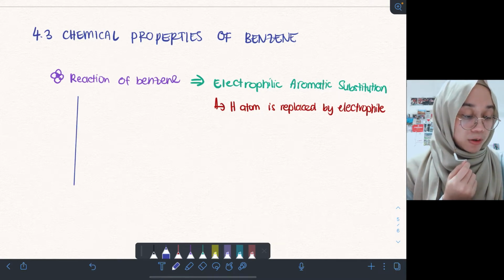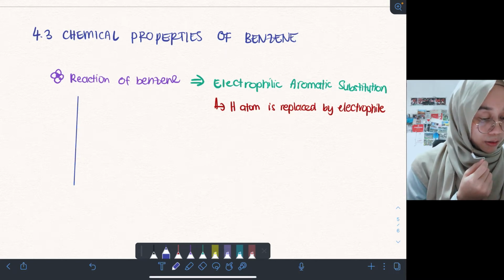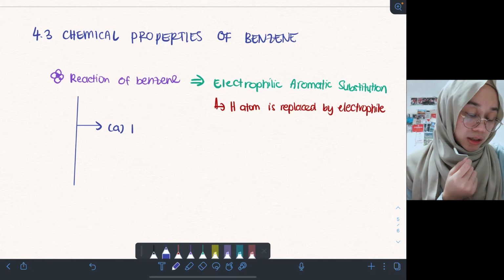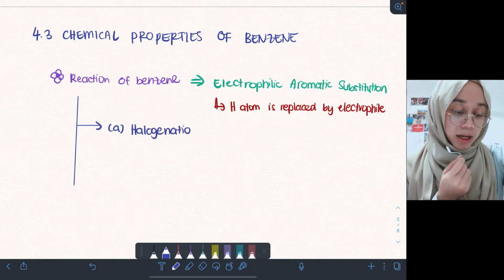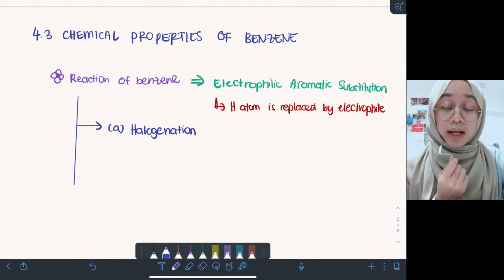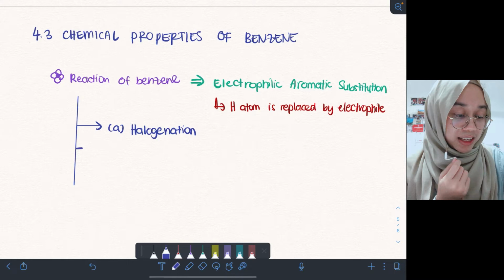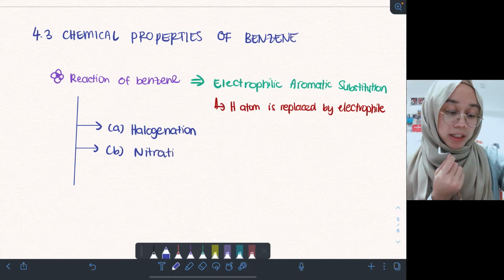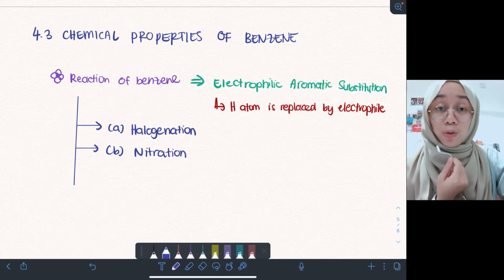So the first one kita akan tengok halogenation. I think by now you know that from the name of reaction, halogenation ni bermaksud yang akan ganti H nanti adalah halogen. And then kita akan tengok yang kedua pula. Kedua kita akan tengok nitration class. So nitration bermaksud yang akan masuk ganti H nanti adalah nitro group.